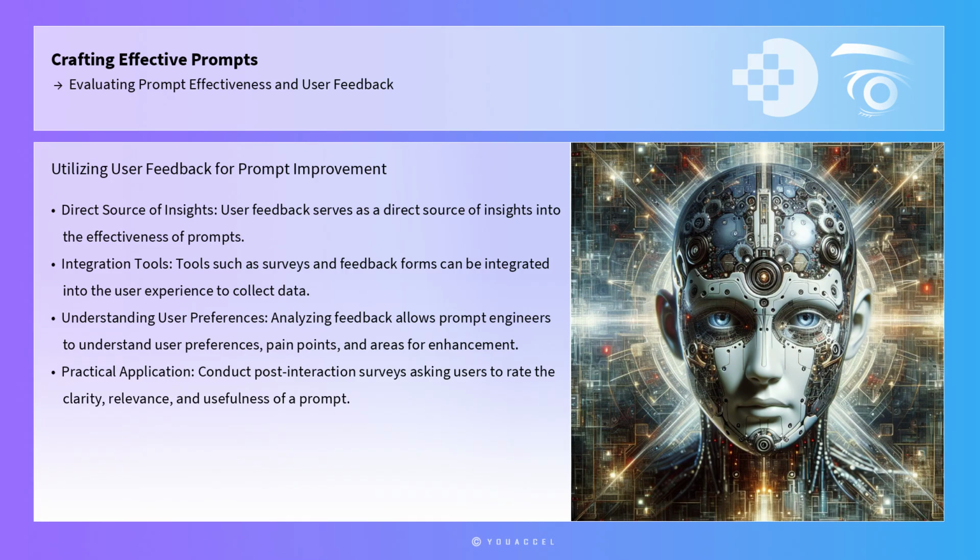User feedback serves as a direct source of insights into the effectiveness of prompts. Tools such as surveys and feedback forms can be integrated into the user experience to collect qualitative and quantitative data. Analyzing this feedback allows prompt engineers to understand user preferences, pain points, and areas for enhancement. A practical application is to conduct post-interaction surveys that ask users to rate the clarity, relevance, and usefulness of a prompt. This data can be aggregated to identify trends and common issues, providing a roadmap for prompt refinement.